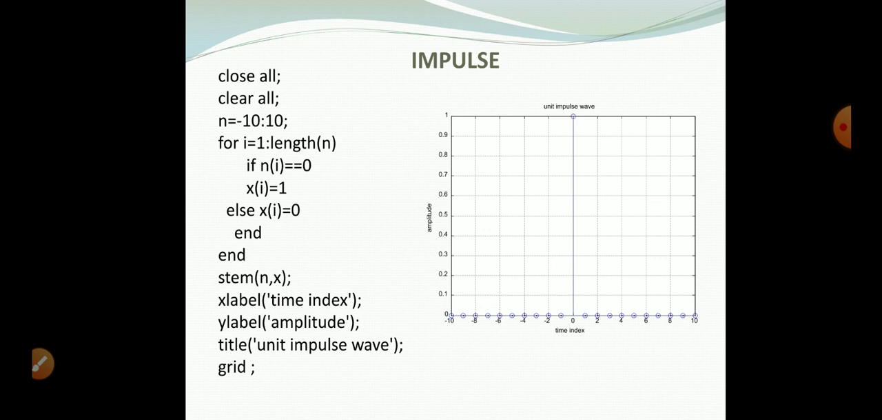That is how we plot the unit impulse signal. And a unit impulse signal means its amplitude in the 0th position will be 1.